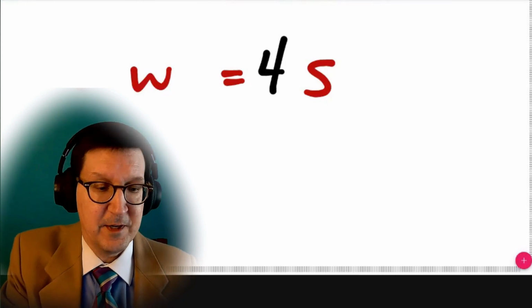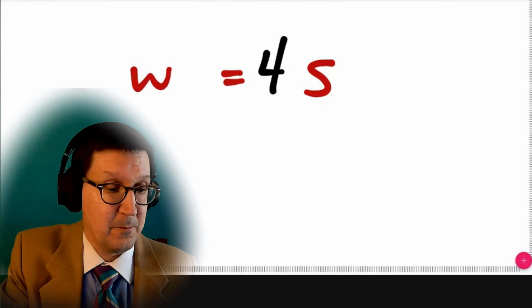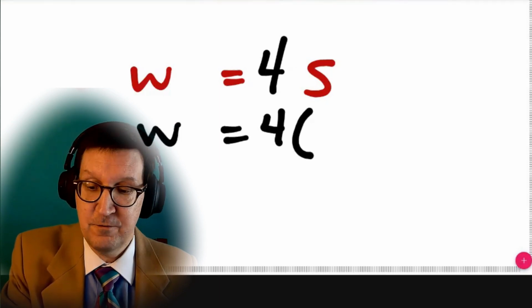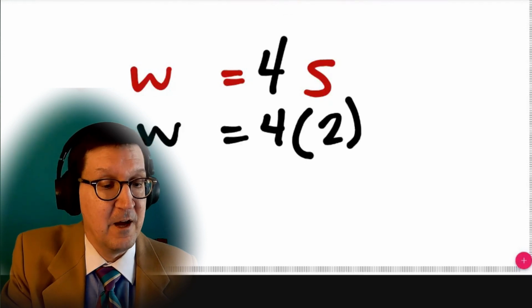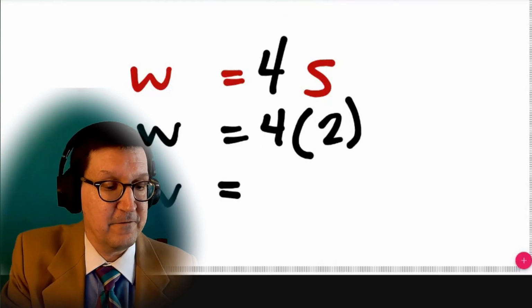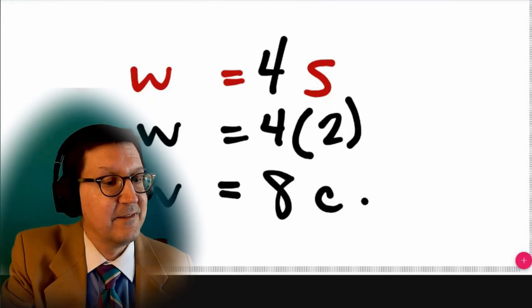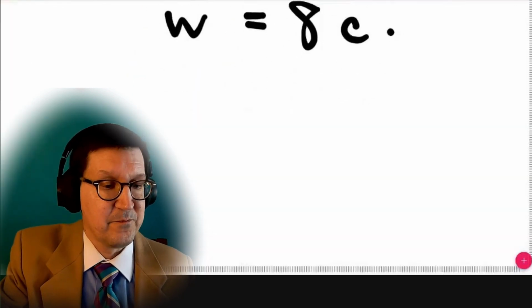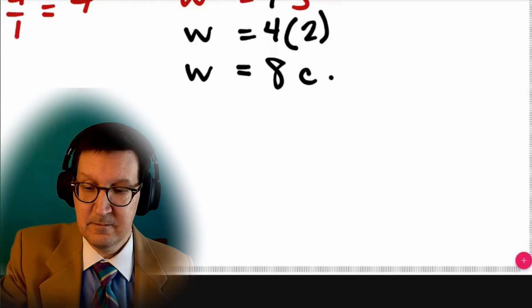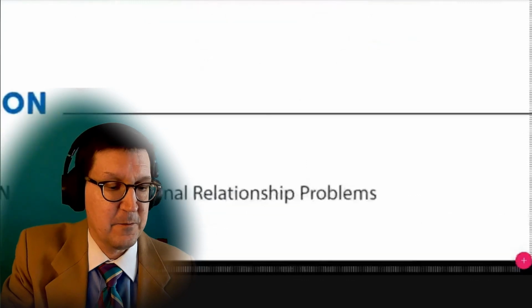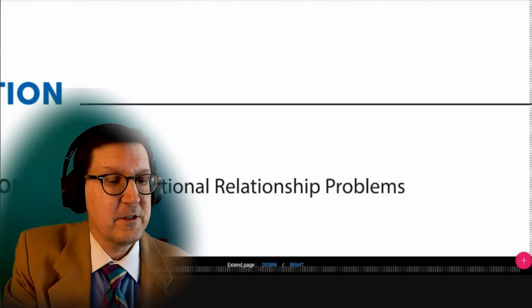All right, now we know how much soap she has. We're looking for water. So water equals 4 times the amount of soap she used. She used 2 cups of soap. 4 times 2 is 8. So the amount of water she uses is 8 cups. So we have 8 cups of water, and that is our solution. How much water should she use? She should use 8 cups of water.